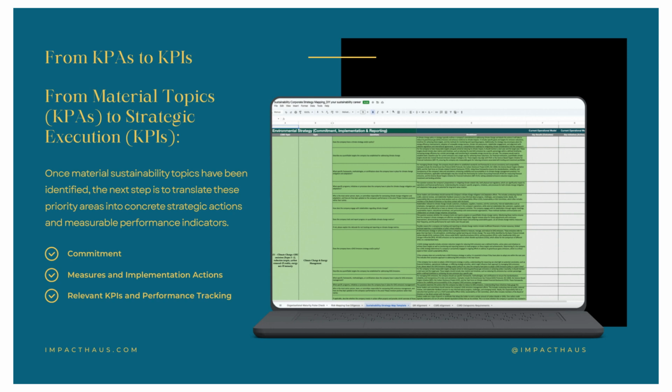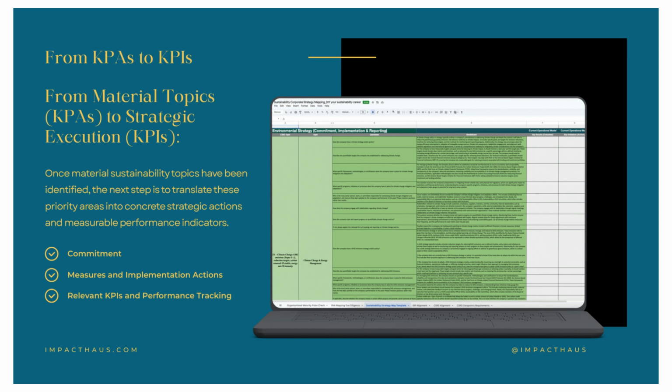This is where the organization states its strategic intention for that topic. A commitment is not yet a KPI, and it is not a detailed action plan. It is the direction the company publicly or internally commits to. Under climate change, a commitment might be reducing greenhouse gas emissions across operations, improving energy efficiency across facilities, or achieving net zero emissions by a certain year.